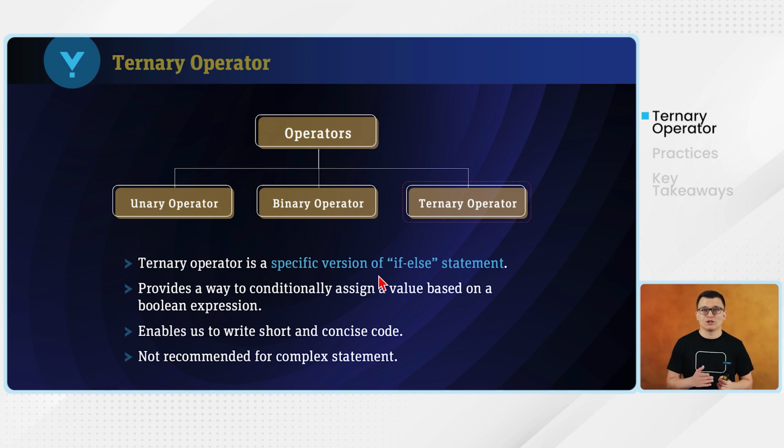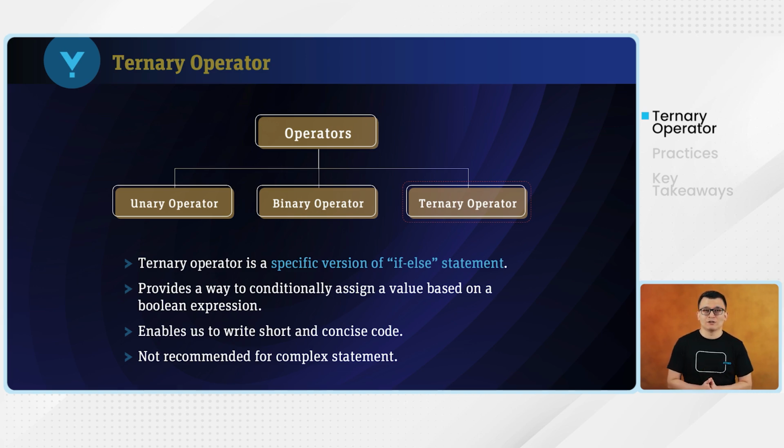Most of the time, the ternary operator is used for returning a value and storing it into a specific type of variable. It will return a value based on the Boolean expression, and it enables us to write short and concise code. It is not recommended for complex statements.